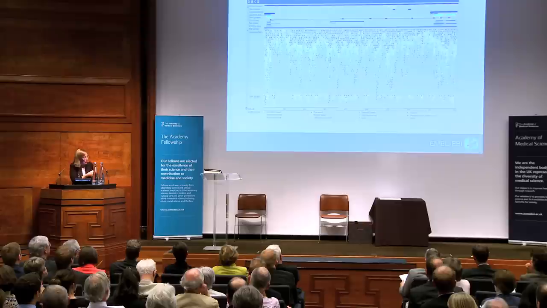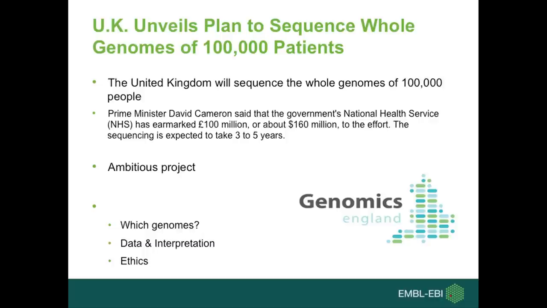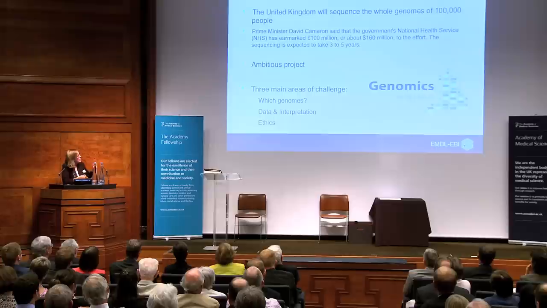And so one of the great things that's happened in the UK over the last year, I guess it is now, is that it's been decided to sequence the genomes of 100,000 patients. So this is a very ambitious project. It's more than all the sequencing that's been done so far. It's an enormous amount of sequencing. And there were various challenges. So a company, Genomics England, and some people in the audience are involved with this.